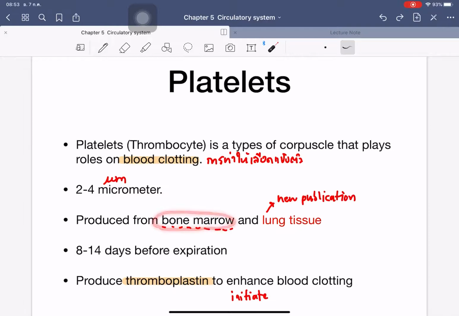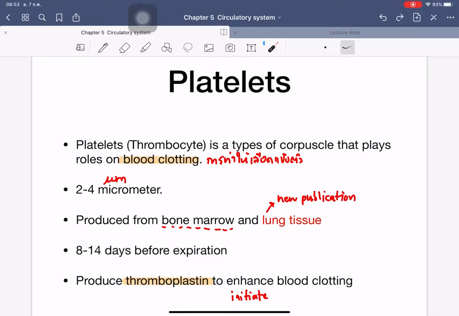In the classical textbook for you to read, they say that they are produced in the bone marrow. But a new publication from the last 2 or 3 years found that some kinds of lung tissue can produce platelets too. But please do not use this one for reference. It's just a new discovery. It takes about 8 to 14 days before they expire and get destroyed by the spleen.